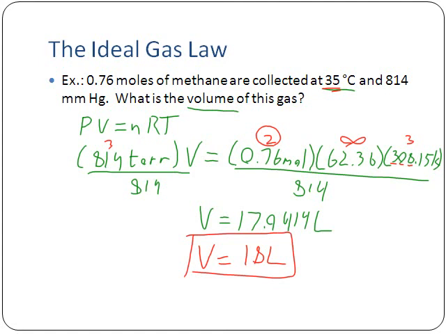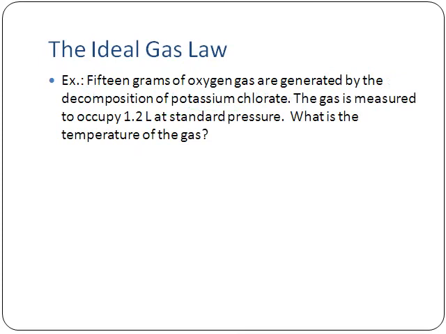So let's try out another one. Let's see another example and see how that works. So, in this example, we're told 15 grams of oxygen gas are generated by the decomposition of potassium chlorate. The gas is measured to occupy 1.2 liters at standard pressure. And the question is, what is the temperature of the gas?